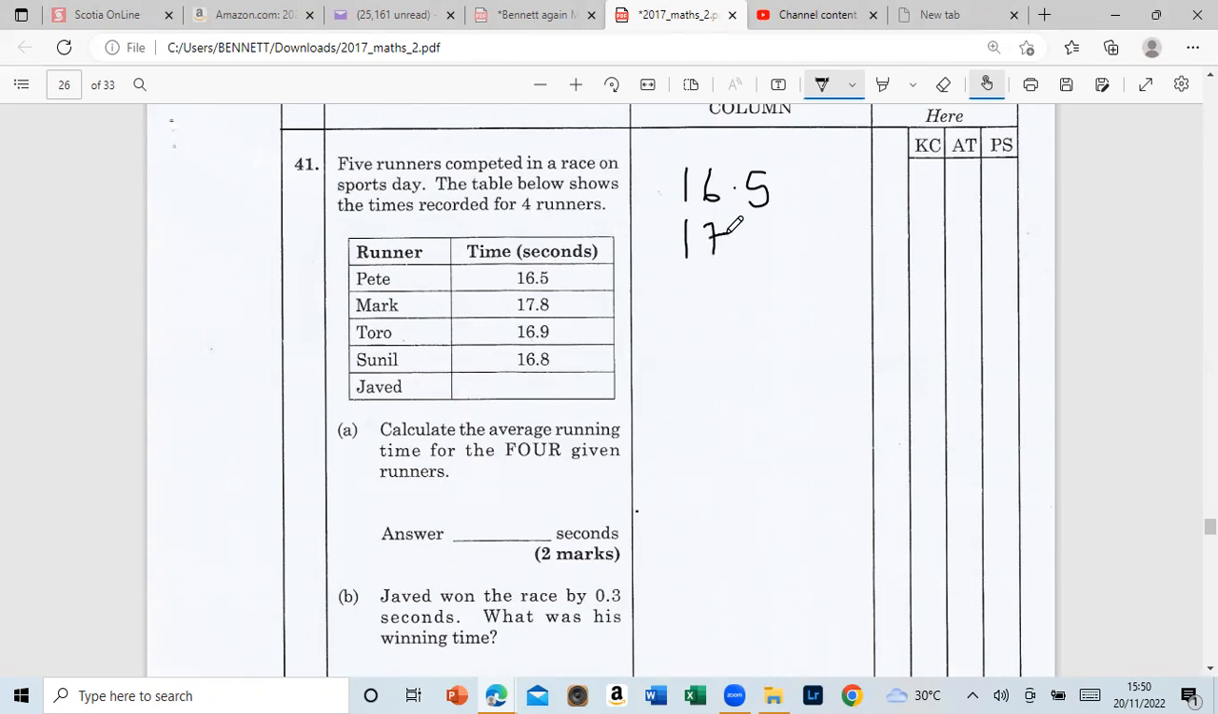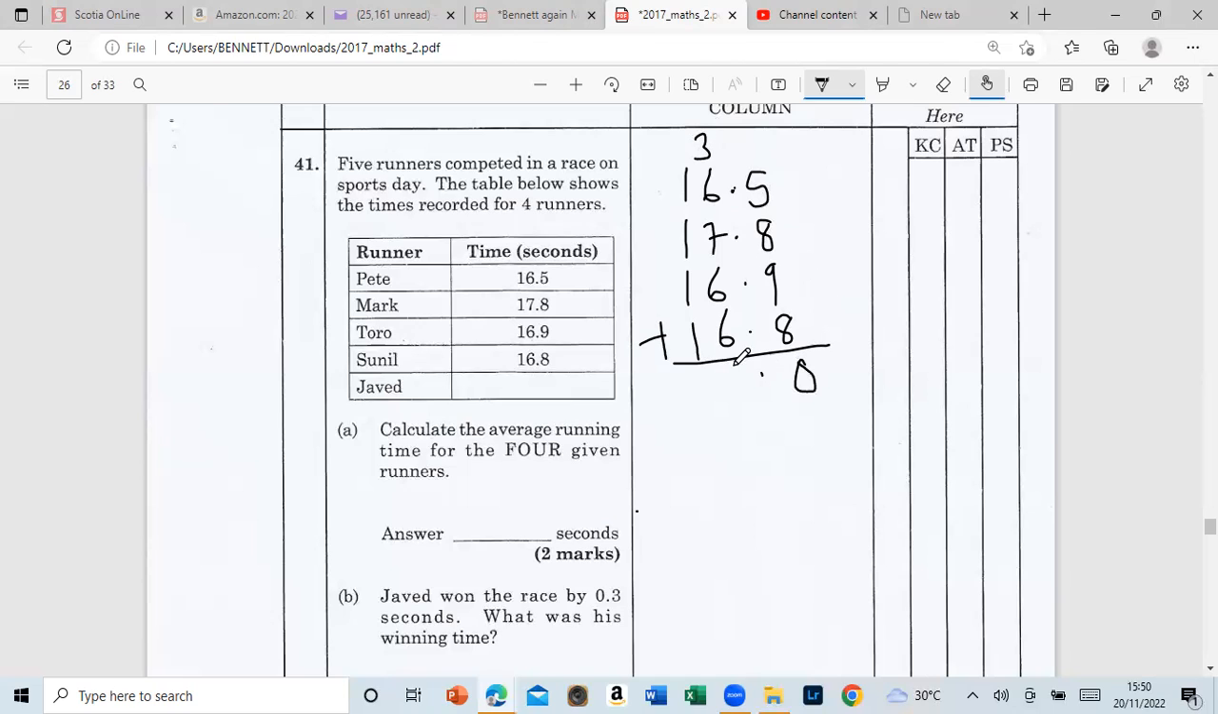So 16.5, 17.8, and we have 16.9, and Sunsil ran 16.8. So let's total this and then divide by the total number of numbers we added. Alright, so 8 and 9, that's 17. 17 and 5, 22. So that gives us 30.